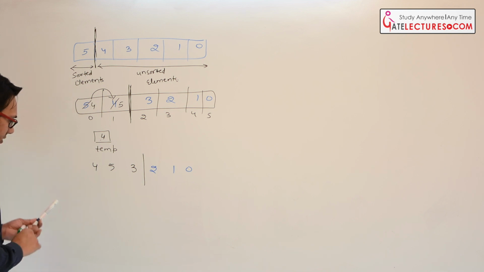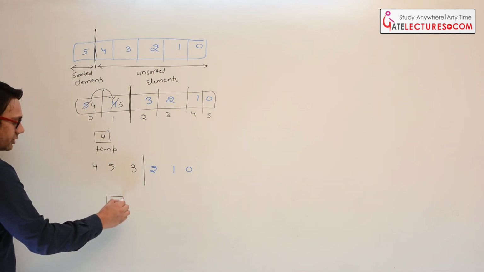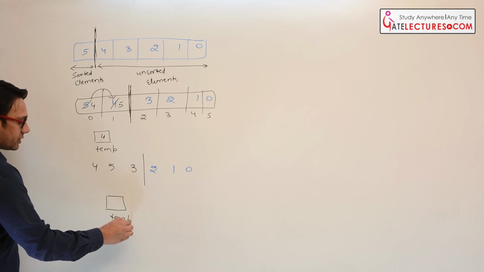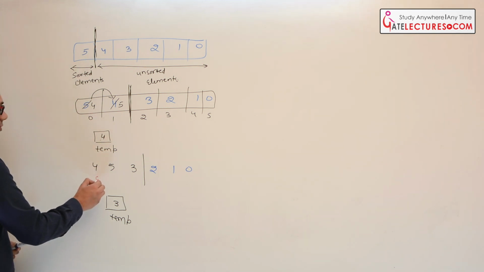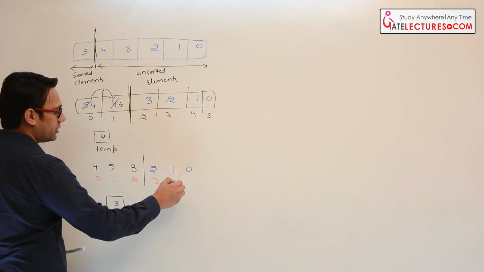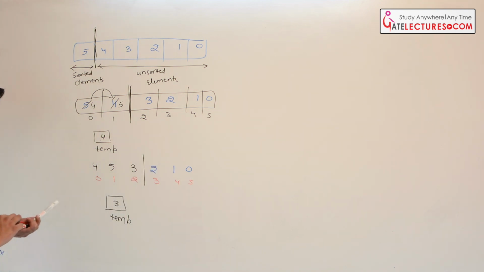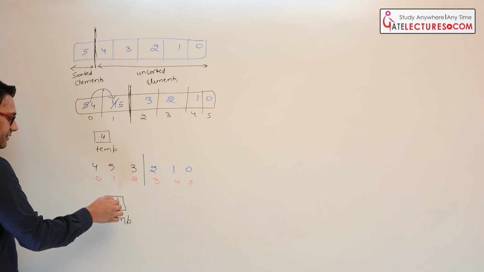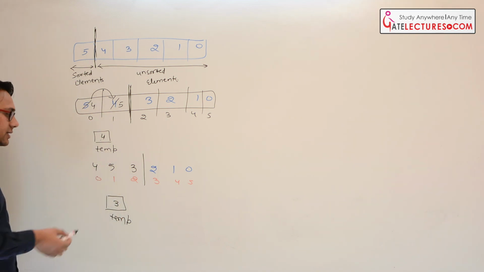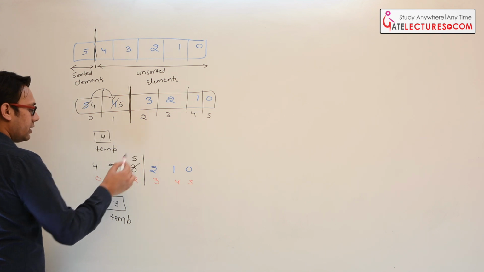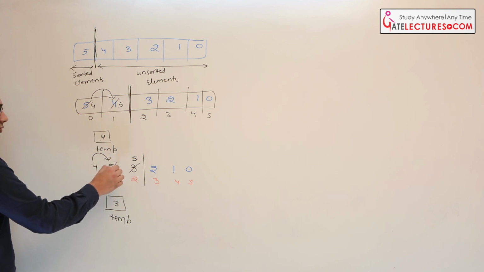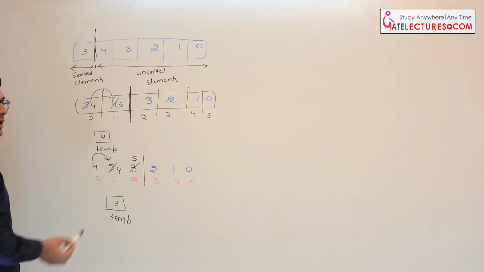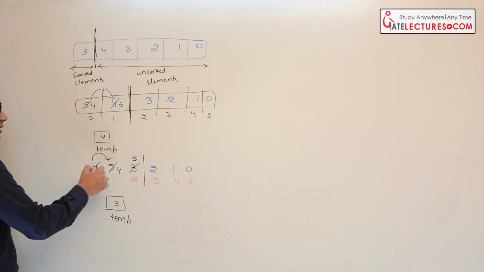Now what will happen in this case? Copy this 3 into another location. We have a temporary variable which is going to copy 3. The index locations in this case are 0, 1, 2, 3, 4 and 5. Now compare 5 and 3. Is 5 greater than 3? Yes, so shift 5 here. Now compare 4 and 3. Is 4 greater than 3? Yes, shift 4 to this location. Now we cannot compare to any other index location, therefore we will copy 3 to this location. So the data which we have is 3, 4, 5.